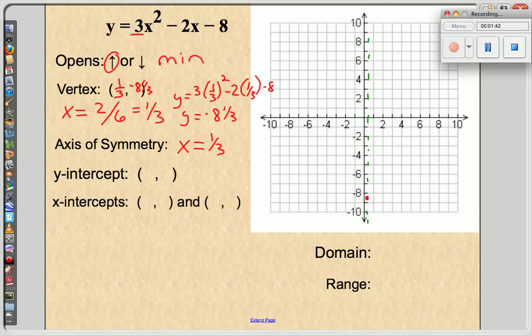My y-intercept, that is pretty easy. That is going to be 0, -8. Now, it's not going to help me a whole lot because it is really close to my vertex, but I know that there's another point over here somewhere because it is symmetric.